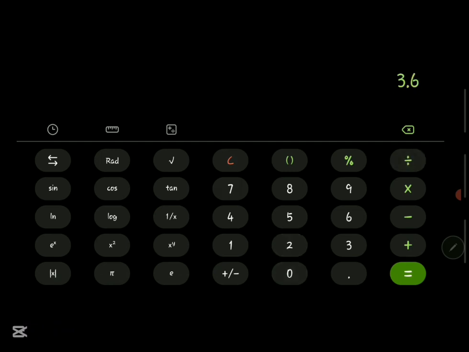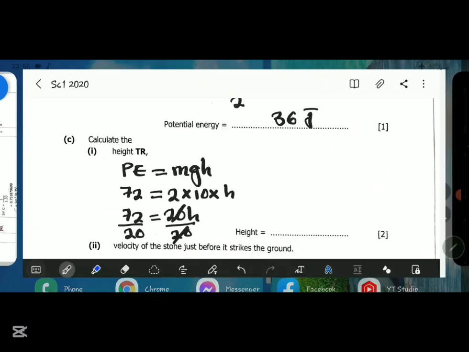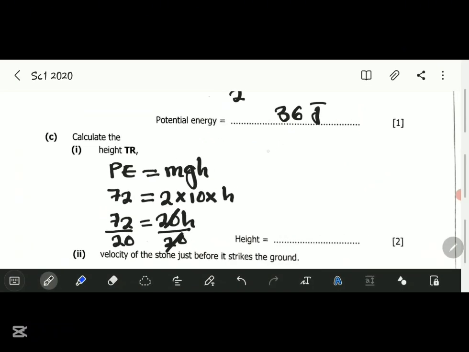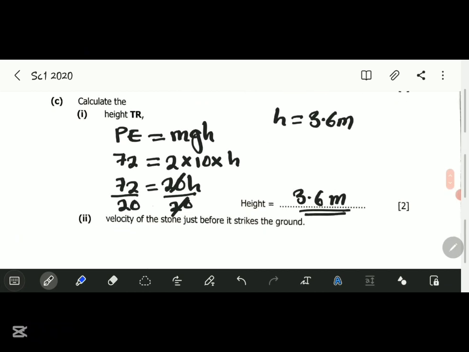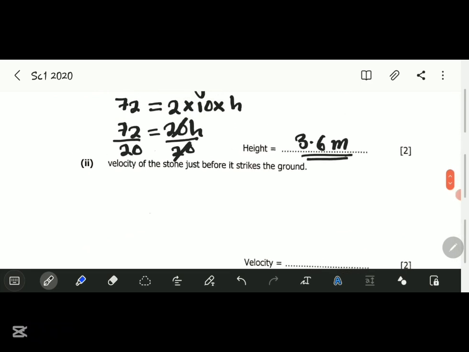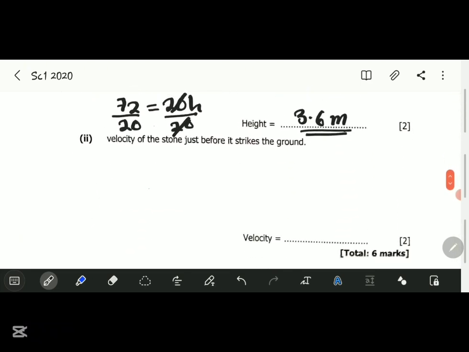We have 3.6. So our height is equal to 3.6 meters. We now write it there, 3.6 meters. So that is the height TR. All right, we go to C2.